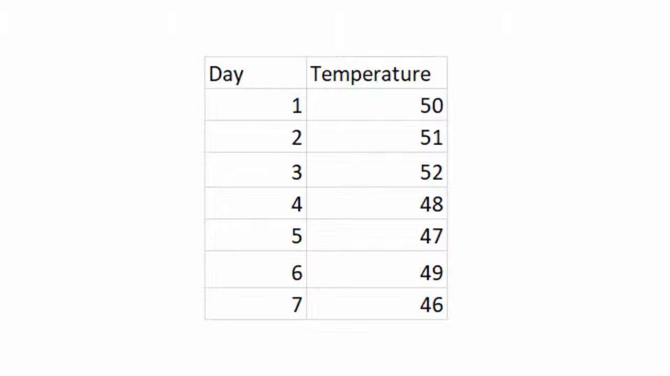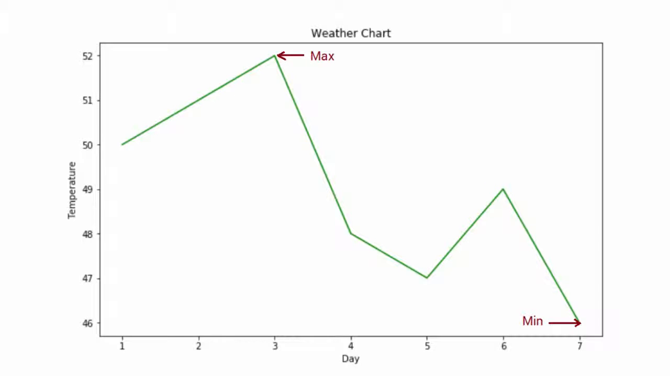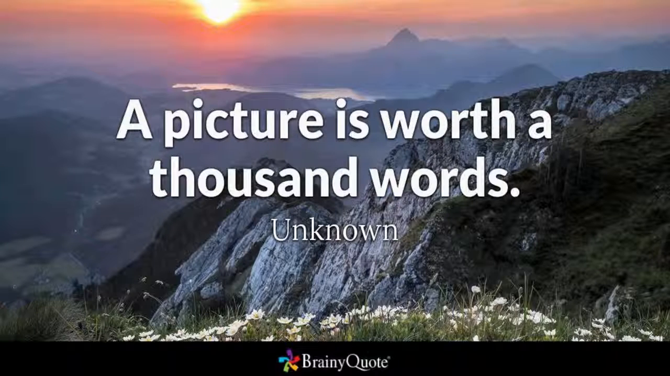Versus if you represent the same information in the form of this chart, then I can quickly tell you when the temperature was highest and when it was lowest. This is because human brains are wired to process images better than text. Someone has rightly said, a picture is worth a thousand words.